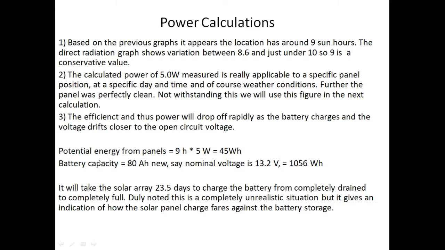The potential energy from the panels, 9 hours by 5 watts, maximum potential energy practically 45 watt hours. Our car battery is 80 ampere hours, and that's new, but let's work with new values. Say nominal voltage is 13.2, because those cells tend to be about 2.2 volts. That's 1056 watt hours. Now I'm saying it will take 23.5 days to charge this battery from completely drained to full. That is not really a realistic situation.